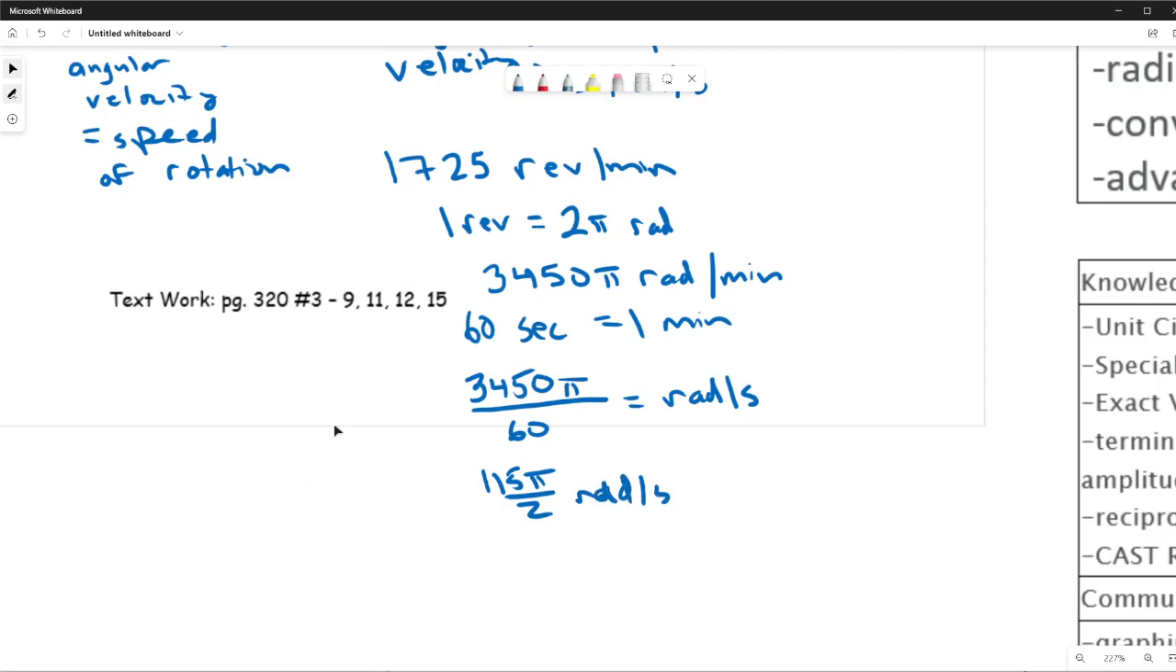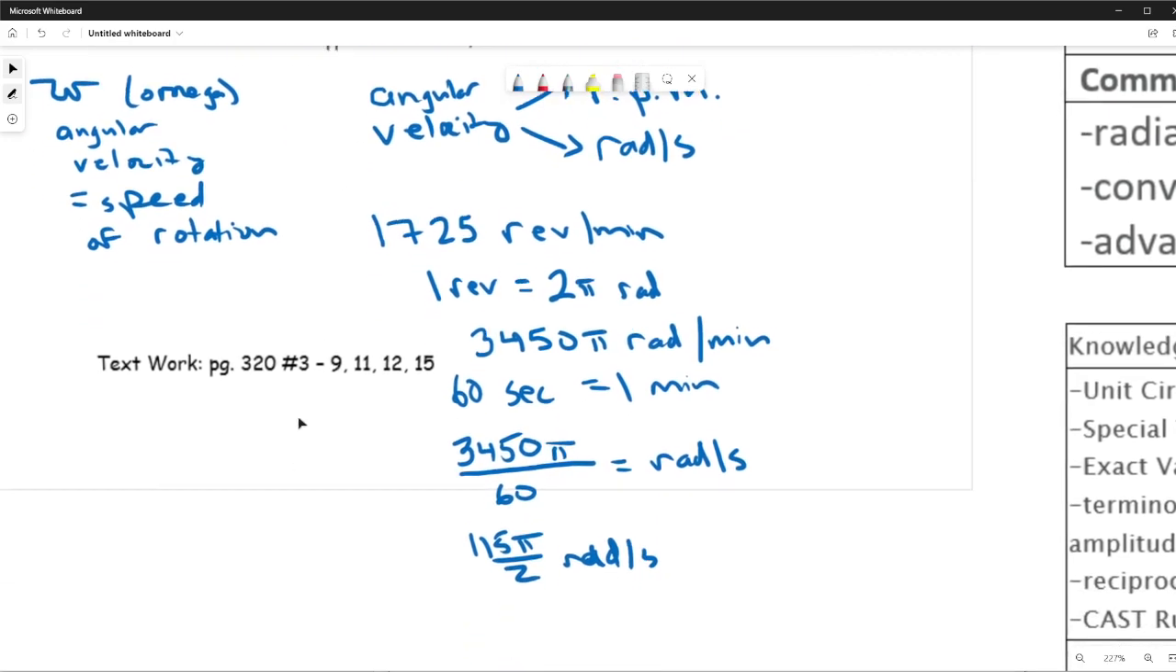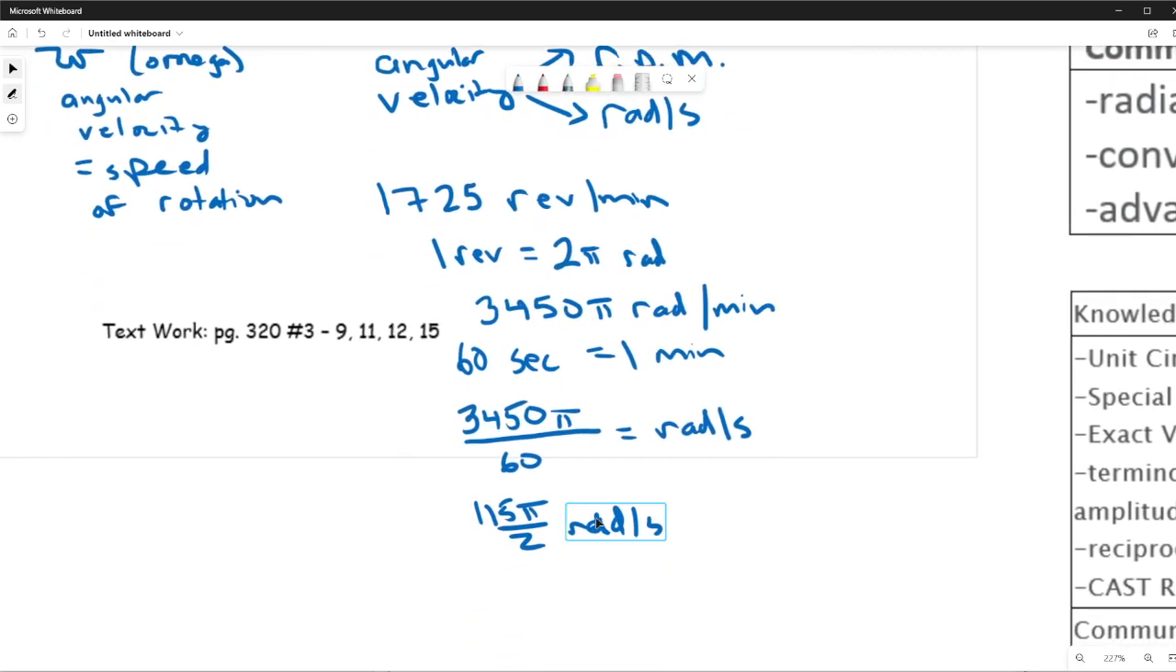Now, I think it asks you to give the approximate answer. So this would be the exact answer, right? Because it contains pi, because pi's still in it. Now, if we want to give the approximate answer, we would do the same thing, but we would put in 3.14159, etc. Best to use the pi button if you have it, but 3.14159 will do otherwise.